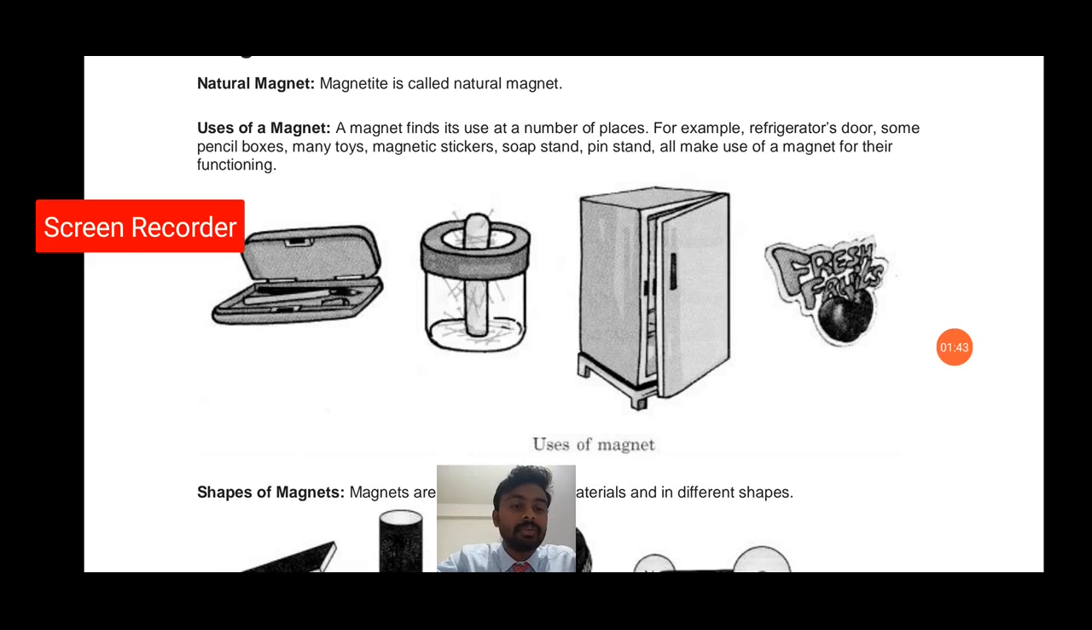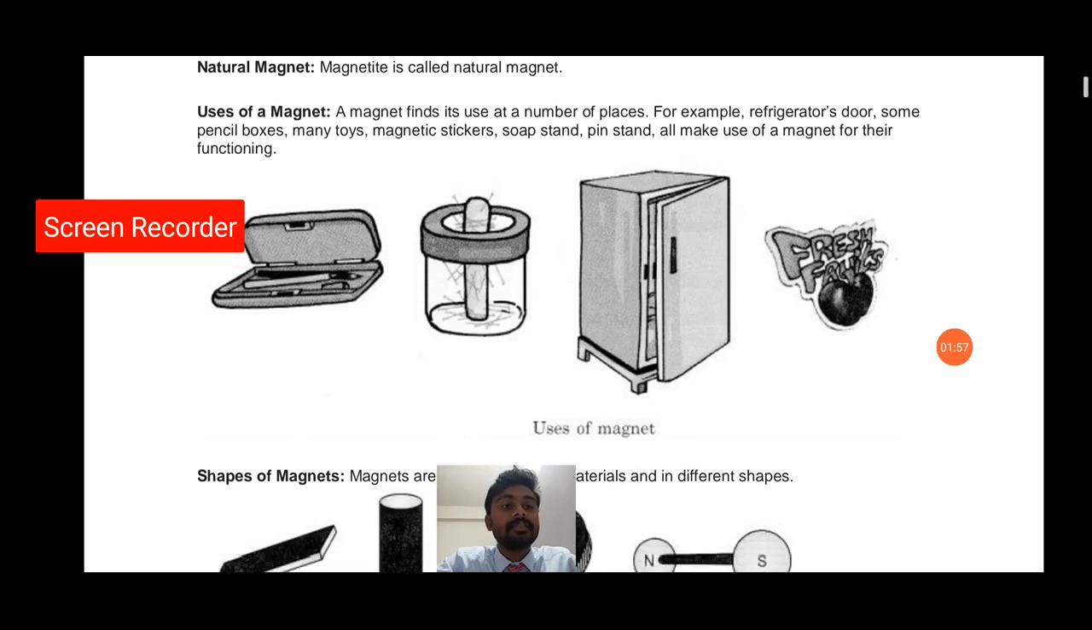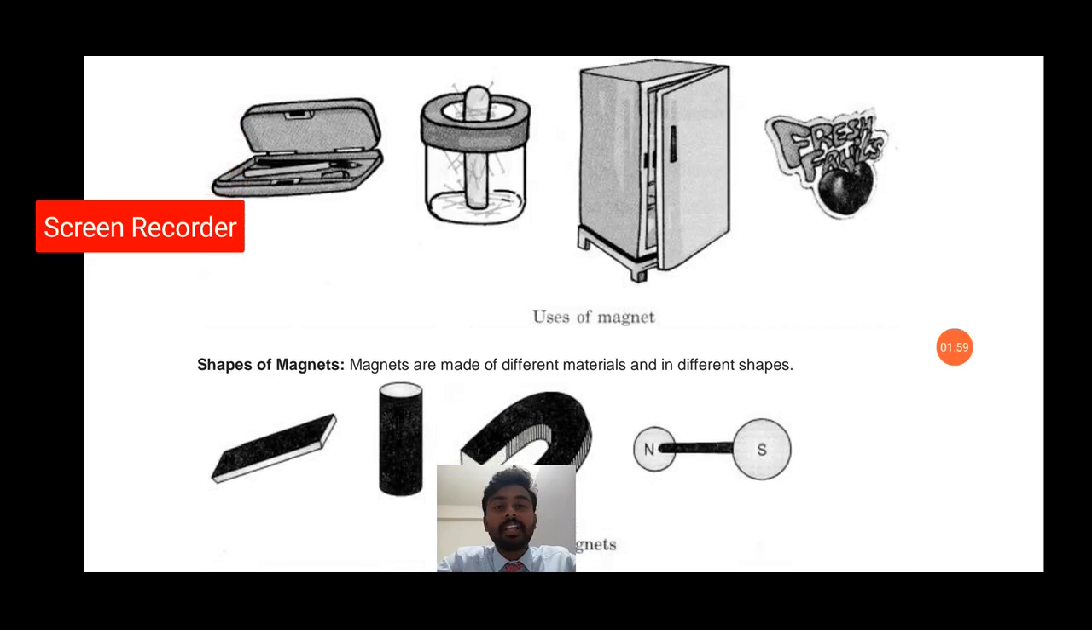So we are using magnets in several activities. We need the magnet sometimes also. You can see in the door also, nowadays doors have a magnet fixed.